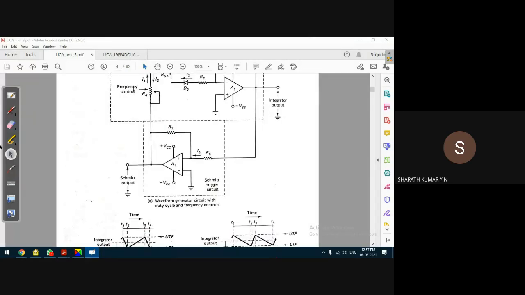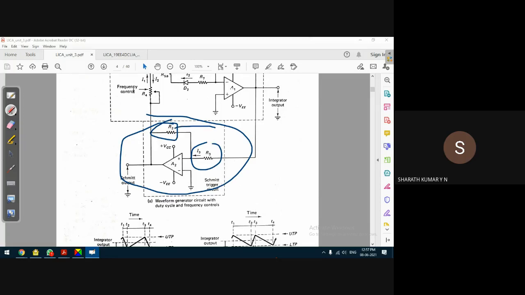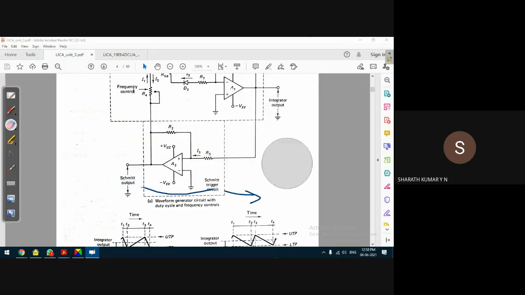Look at this Schmitt trigger circuit. The Schmitt trigger circuit is the same. There's no change. It is a non-inverting Schmitt trigger circuit. There is R2 and R3. R2, R3 design we'll see in the numerical problem. These two values are selected based on the requirement, based on the gain of the op-amp. Very simple. So there's no change in the Schmitt trigger circuit. Only the modification is in the integrator circuit.